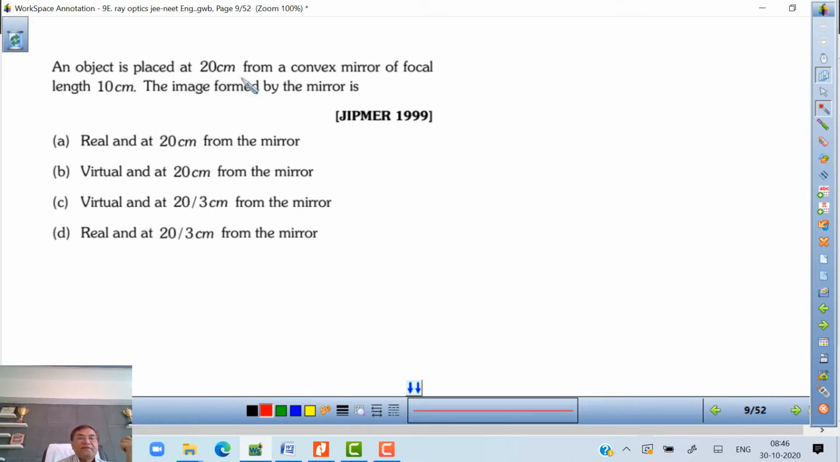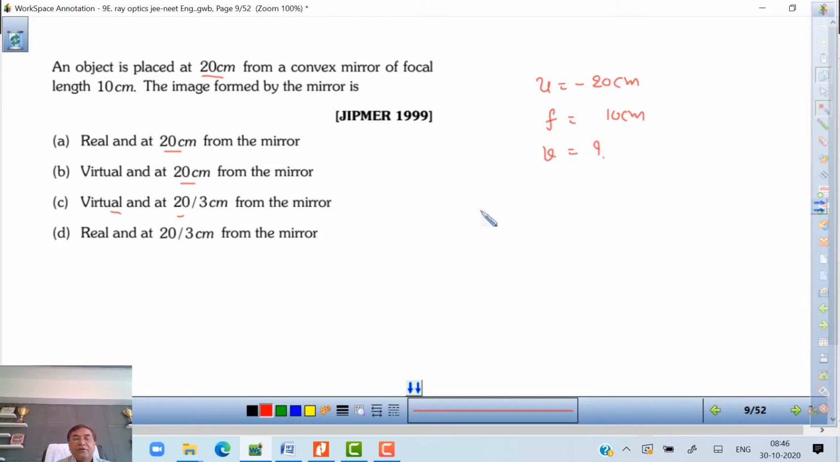An object is placed at 20 cm from the convex mirror of focal length 10 cm. The image formed by the mirror is? Object placed is 20 cm. So u is equal to minus 20 cm. Convex mirror of focal length, so f is positive 10 cm. Image formed by the mirror: you can see the options, real image 20 cm, virtual image 20 cm. This means you have to find out v.